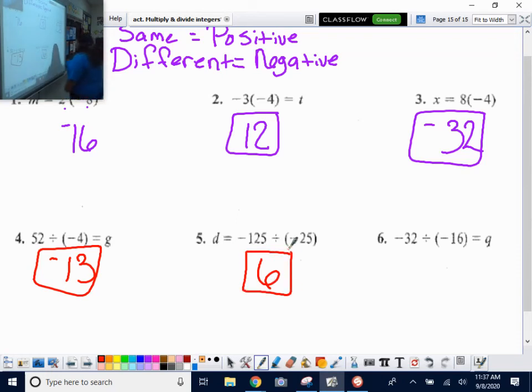And the last one, negative 32 divided by negative 16. Well, 32 divided by 16 is 2. My signs are the same, so it's going to be a positive 2.